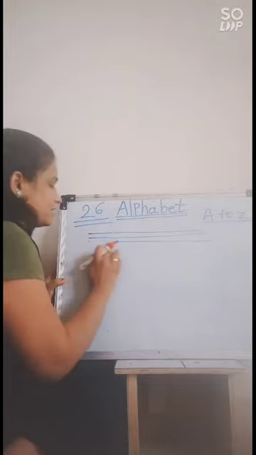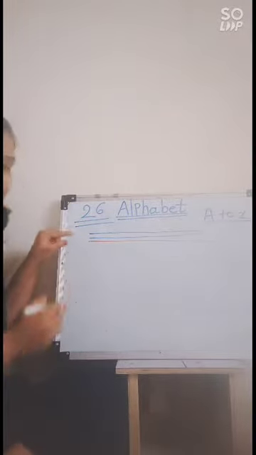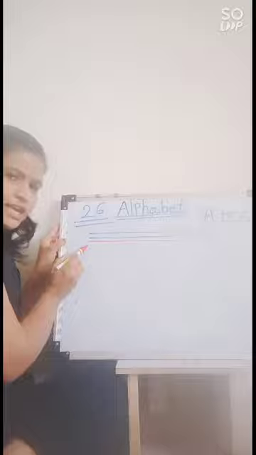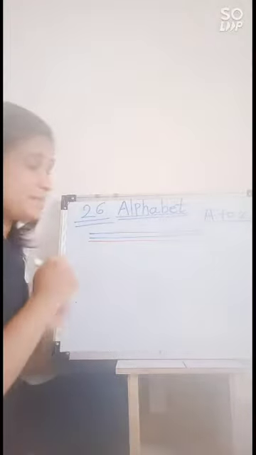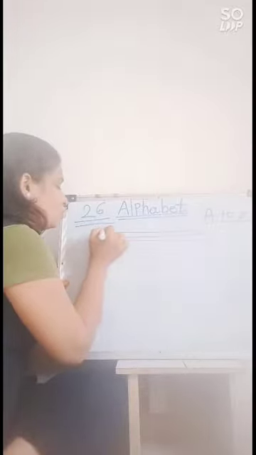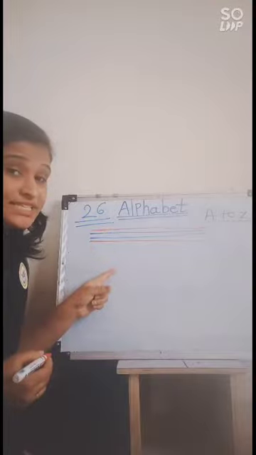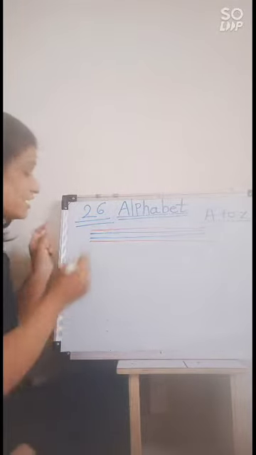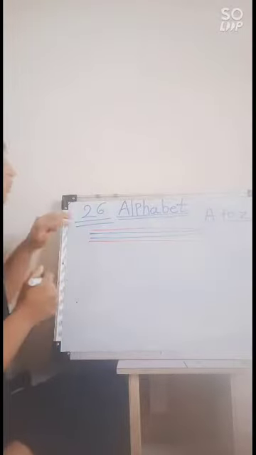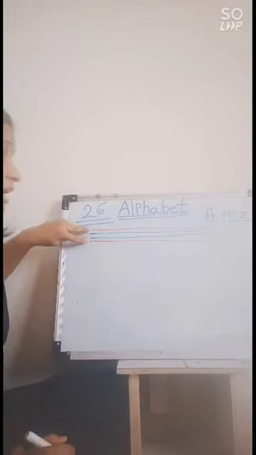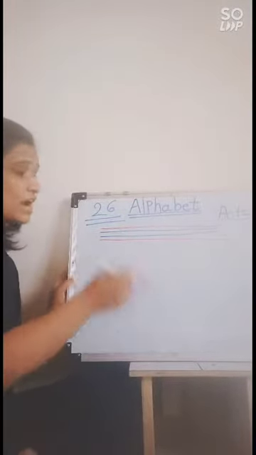How many lines are there? Count these lines. 1, 2, 3. There are only 3 lines. One line is remaining. So this is one line. Now count these lines. How many lines are there? 1, 2, 3, 4. Two blue lines and two red lines. So there are 4 lines.